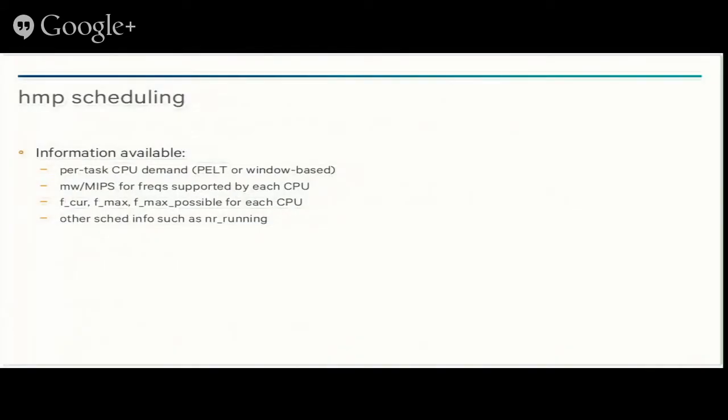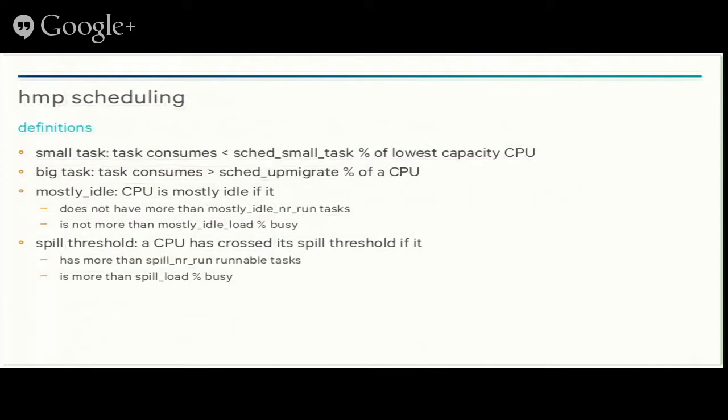So I'll move on to the HMP scheduling stuff that we did. Just to summarize the information that we have available now: hopefully good per-task CPU demand data, and the power data that I just mentioned. We know the current and the max frequency for a CPU, as well as the max possible frequency supported by hardware, and the other information that the scheduler is already tracking, such as the number of runnable tasks on every run queue. So, some definitions for our HMP scheduling algorithm.